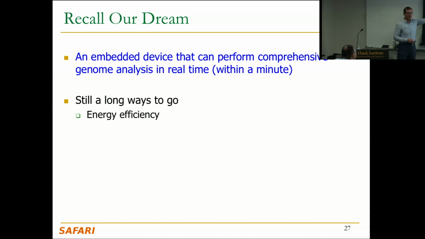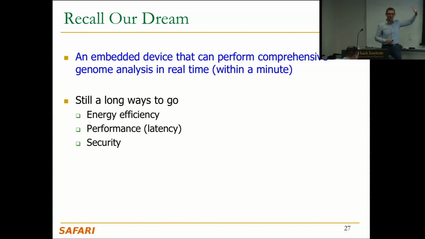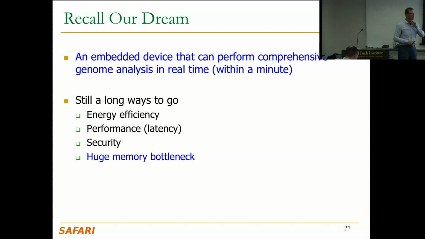We want to be extremely energy efficient if we want to do this in an embedded manner. Performance is a big problem. And we haven't even talked about the security or privacy issues over here, let alone. But I think we need to tackle these two first. Because of the huge memory bottleneck, we need to overcome it to enable an application that looks like this.